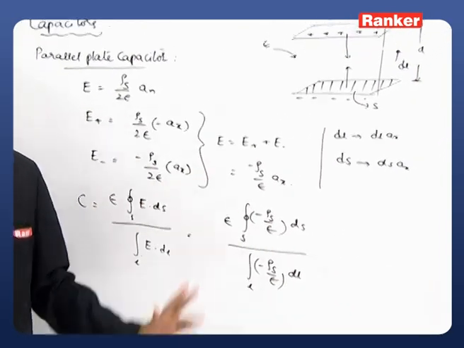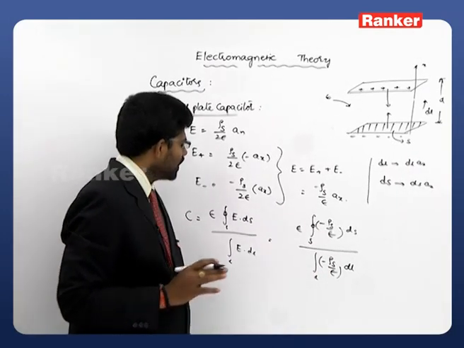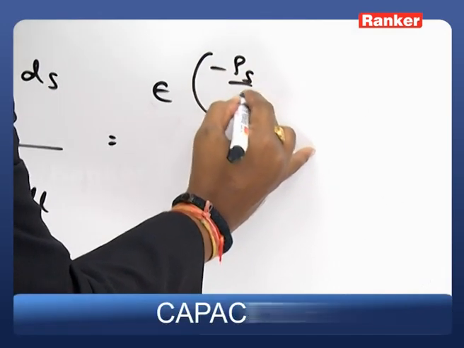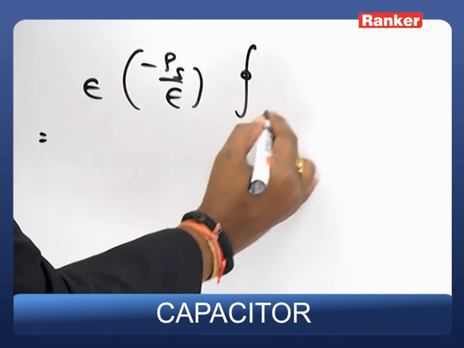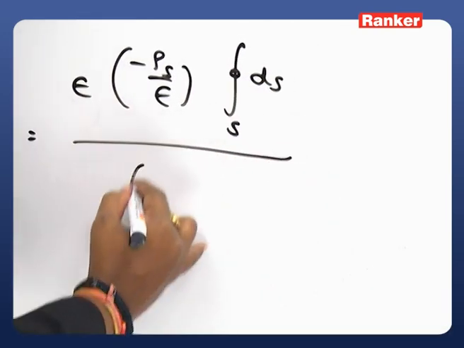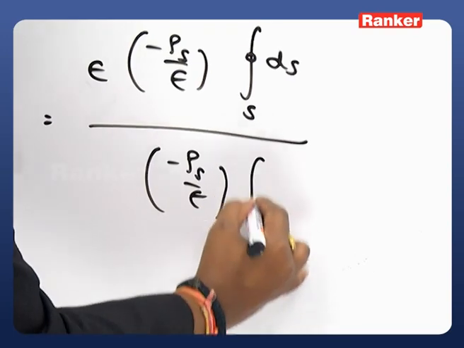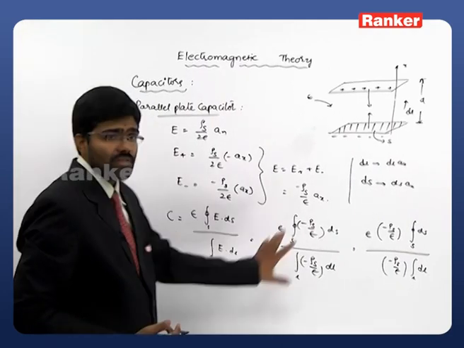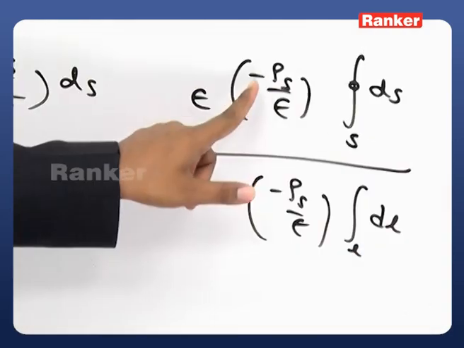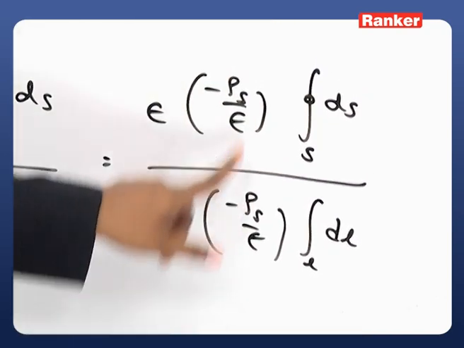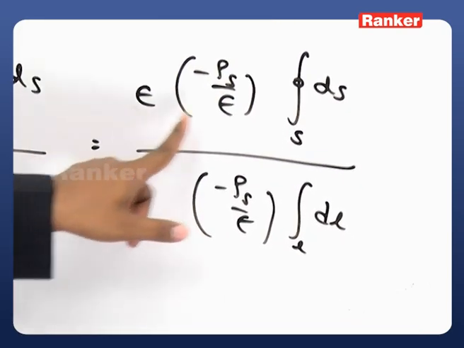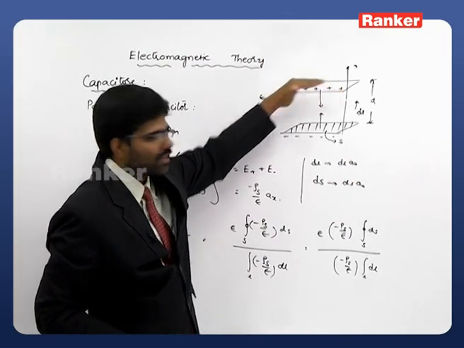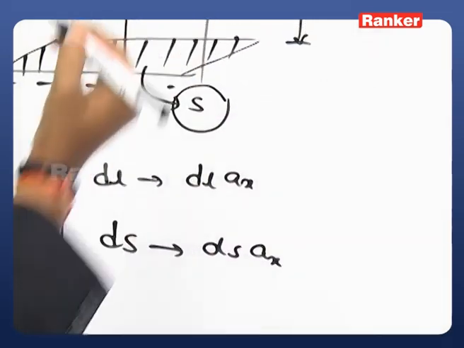So we can bring it out from the integration. Then the equation becomes epsilon times minus rho s by epsilon, surface integral of ds, divided by minus rho s by epsilon, line integral of dl. Once again, just observation is required here, don't go for any calculation. Rho s by epsilon, both are constant, so just cancel them, epsilon remains. Surface integral of ds is nothing but the surface area of the sheet we are considering. The surface area of the sheet can be replaced with S.